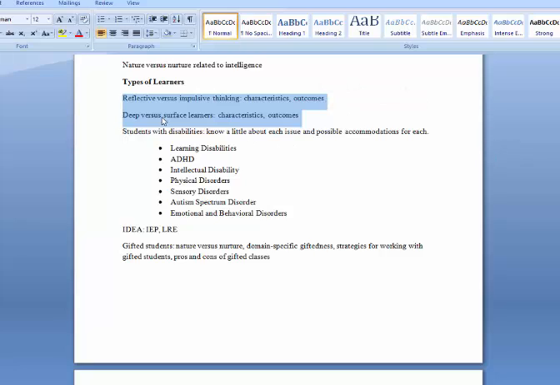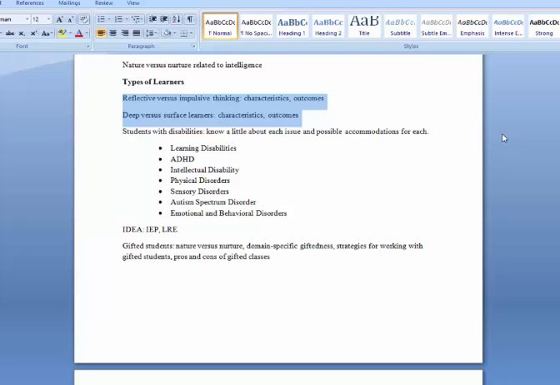We also talked about deep versus surface learners. So deep learners are those that, in addition to listening to the information, they also find a way to make it personally relevant to them. So they think of their own examples. They go out in the real world and practice what they're learning. So because of the extra effort they put in, they're more likely to retain this information and be successful with it.